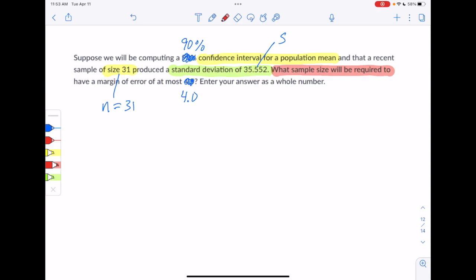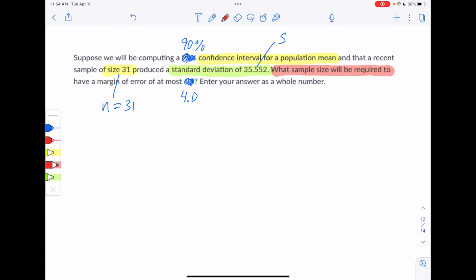So this is a little tricky because we have two sample sizes. We have a sample size of 31 already given, so is that the answer? No, that was a recent sample that gave us the standard deviation we have. Now we want to use that information to get a new sample that has a lower margin of error than the previous sample did. So that's a little confusing to have the double n there, but you'll see how that comes in as we move along. But the key is in red here, what sample size will be required. So we're looking for a value of n as our answer.